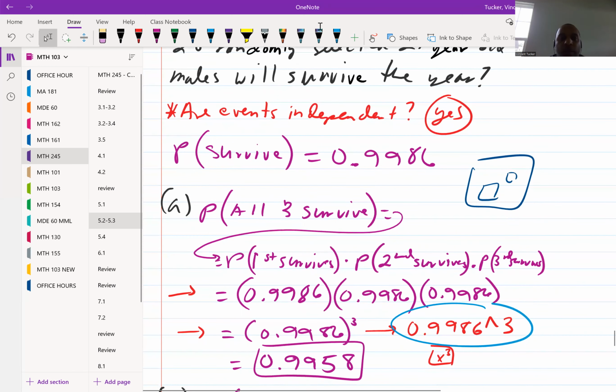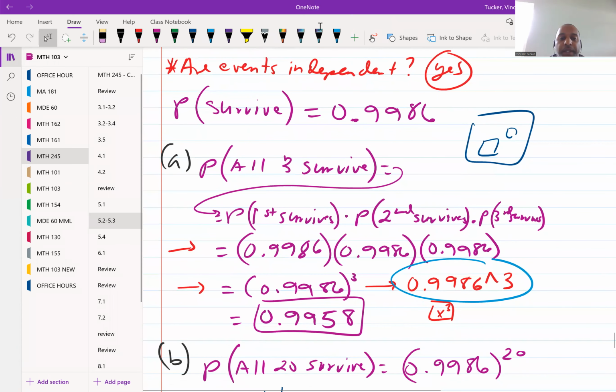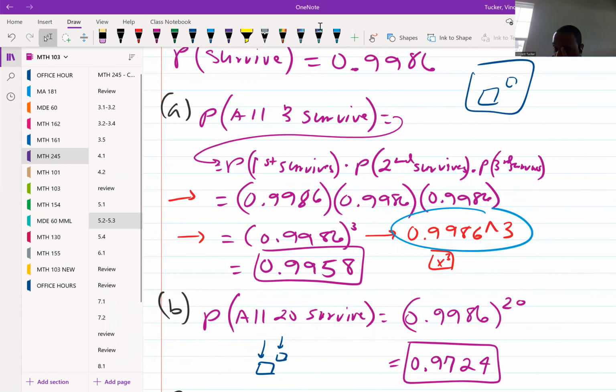Any questions before we go to B? B was a probability that 20 would survive the year. And you're just going to take that 0.9986 and raise it to the 20th power, which will give you 0.9724.